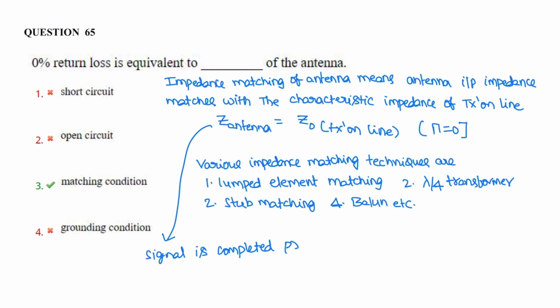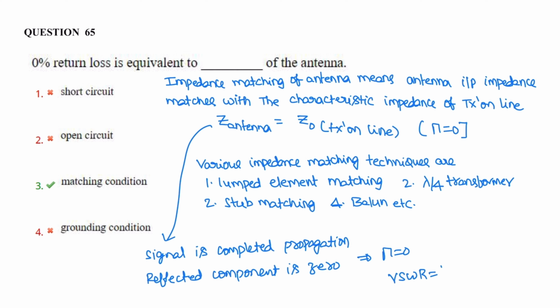Completely propagated. Reflected component, reflected signal is 0. In this case, reflection coefficient gamma is 0. If reflection coefficient gamma is 0, then VSWR, voltage standing wave ratio, is 1.